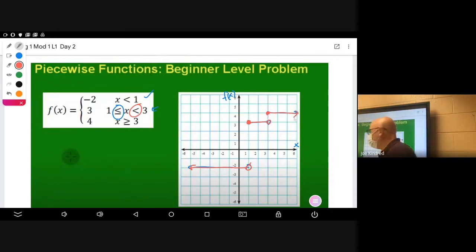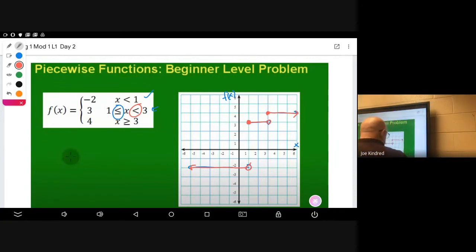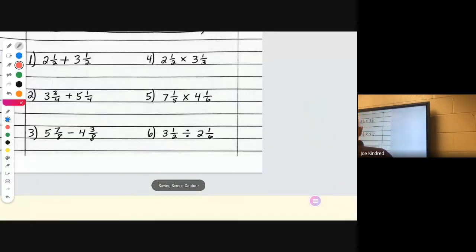And so you can see that these lines are all horizontal lines, and that is the beginning of our discussion with piecewise functions here today. The fact that there are 3 parts means there's going to be 3 parts to the graph. Okay, so we'll take a screenshot of that. We can review it in a minute. And we'll come back.